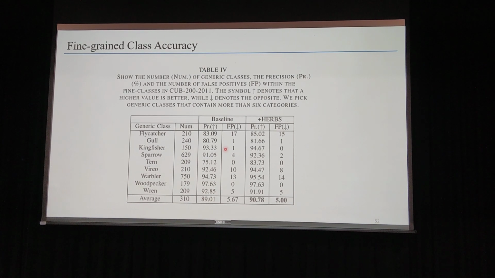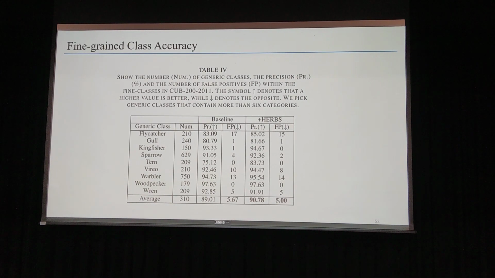And then we evaluated the performance of HERTZ on real fine classes in the CUB-200-2011 dataset, which contains about 70 generic classes with 1 to 25 subcategories each, including 9 generic classes with more than 6 subcategories. Table 4 lists these 9 generic classes, and we evaluate the model's performance on them. The results show that HERTZ outperformed the Swin Transformer baseline regarding precision and false positive number.